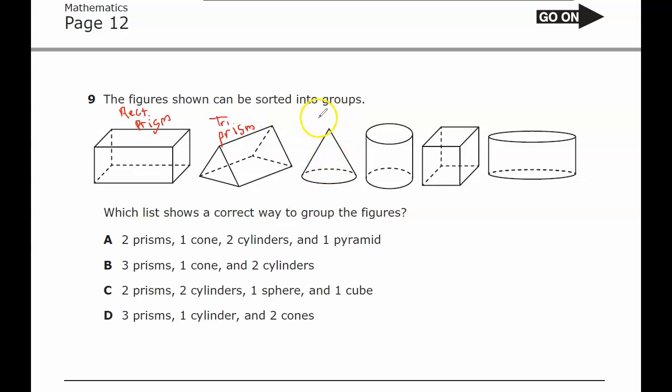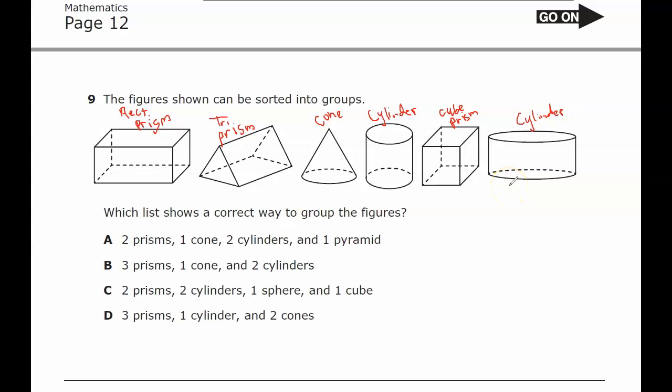Right here I have a cone. This is a cylinder. Right here I have a cube, which is also a prism. Don't forget that. Remember, it's like a square prism. And here I have a slender version of a cylinder. Okay? So I labeled my shapes.